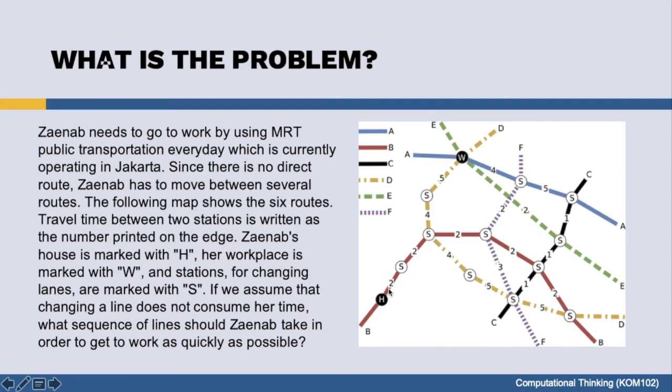So this is the travel time. For instance, from H to S, it's 2. Zainab's house is marked with H, so it's here. Her workplace is marked with W, so it's here. And stations for changing lanes are marked with S, so changing stations here. If we assume that changing a line does not consume her time, what sequence of lines should Zainab take in order to get to work as quickly as possible? Have a look at this problem and think about the solution.